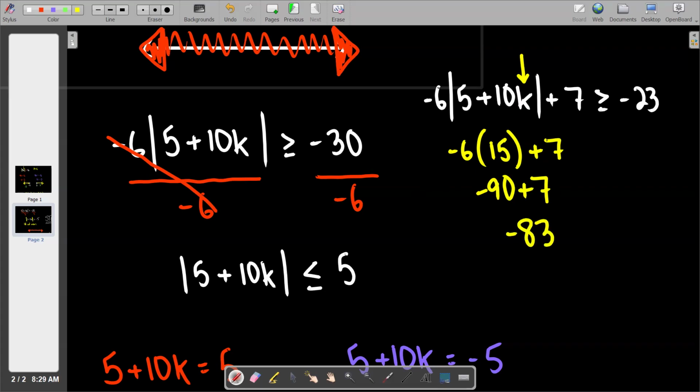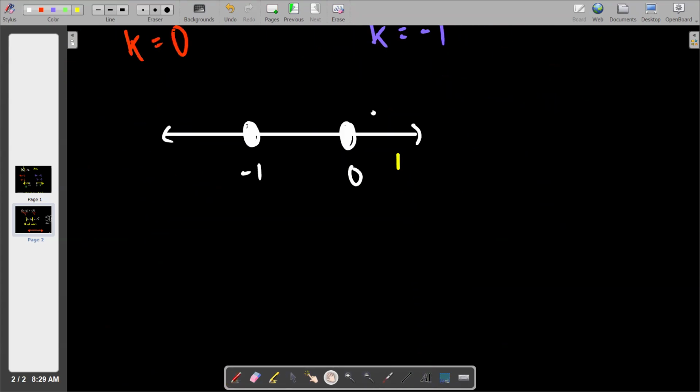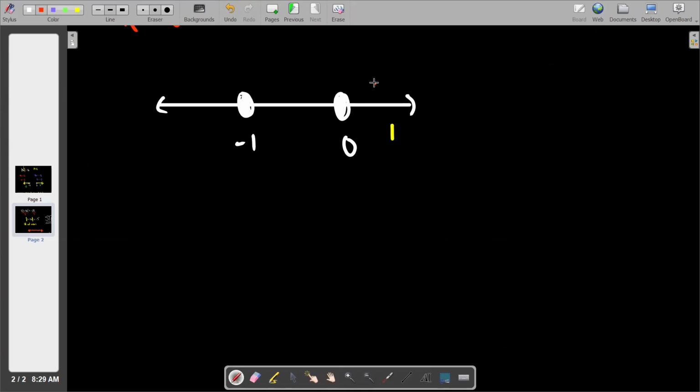Negative 83. Is negative 83 greater than or equal to negative 23? Not in a million years. It's super way less than. It's 60 units to the flipping left, right? This is false. And if it's false, then the point that we tested doesn't work. So the point we tested is false, which means that region is false, which means by default that our graph exists in here. How do we write it?